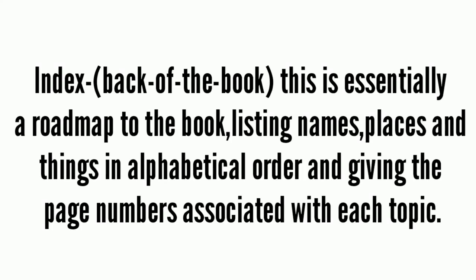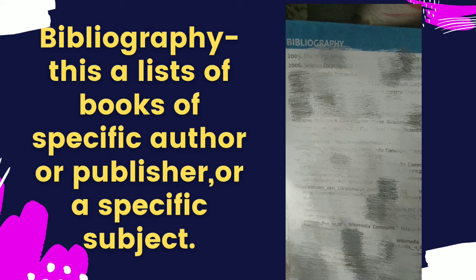Next, index, back of the book index. This is essentially a roadmap to the book, listing names, places, and things in alphabetical order and giving the page numbers associated with each topic. And next, bibliography. This is a list of books of a specific author or publisher or a specific subject. We can also find it at the back of the book.